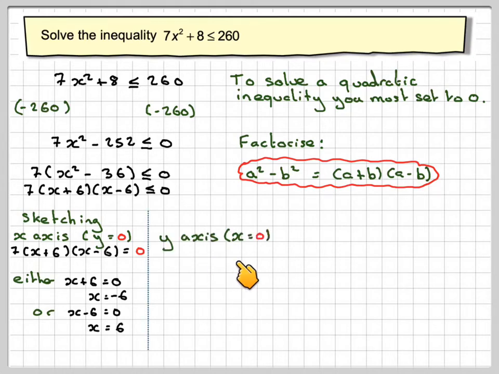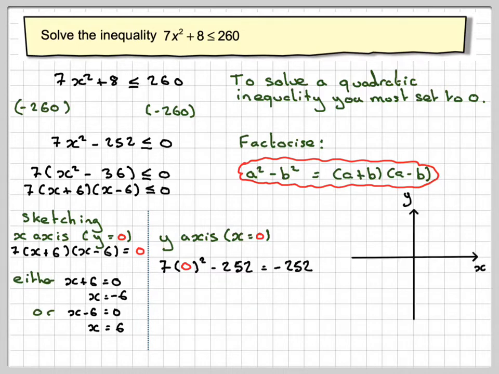For the y-axis, x is equal to 0. So if we go back to this one here, 7 times 0 squared minus 252 is going to give minus 252. So draw yourself a set of axes, draw them with a ruler, label the axes x and y. We're going to mark on x is minus 6 and x is 6, so minus 6 and 6. This just has to look reasonably okay. We're going to put minus 252 down here. The scale doesn't have to be exact because this is just a sketch.